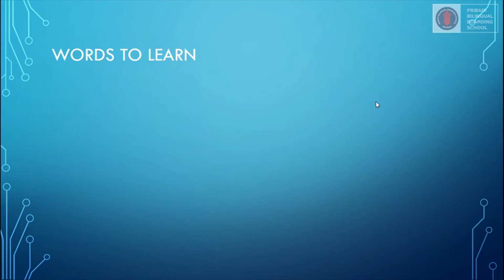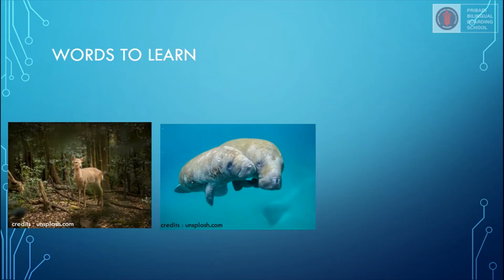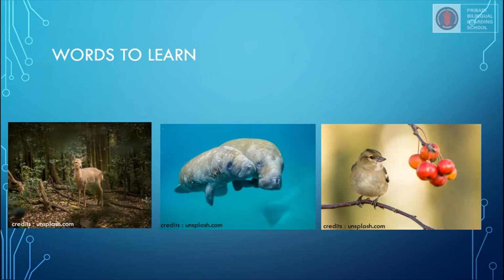So there are some words we are going to learn during this lesson. The first one, let's have a look. Where does this animal stay? Yes, correct. The deer is living in the forest, the seal is living in the sea, while the birds stay on the top of the tree. We call this the habitat. Habitat is a home in the environment for plants and animals.